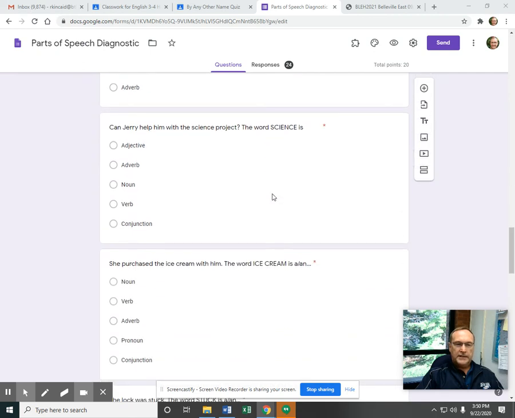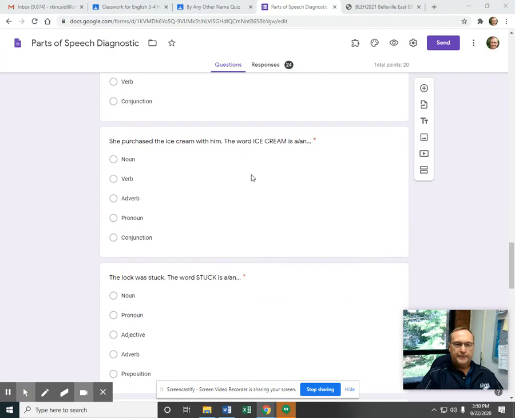The next one says, can Jerry help him with the science project? The word science is an adjective. Project is a noun. Science is a word that tells you more about that project. It modifies that project, therefore it is an adjective.